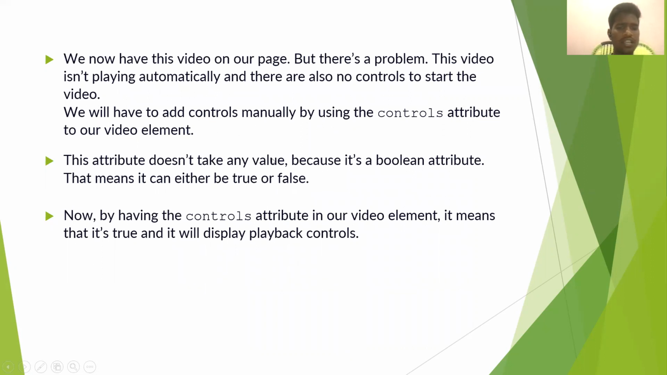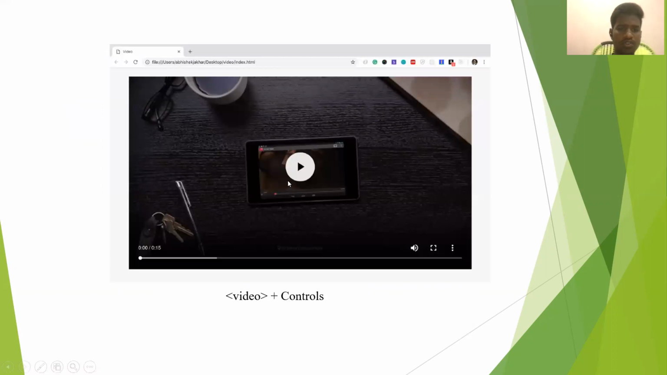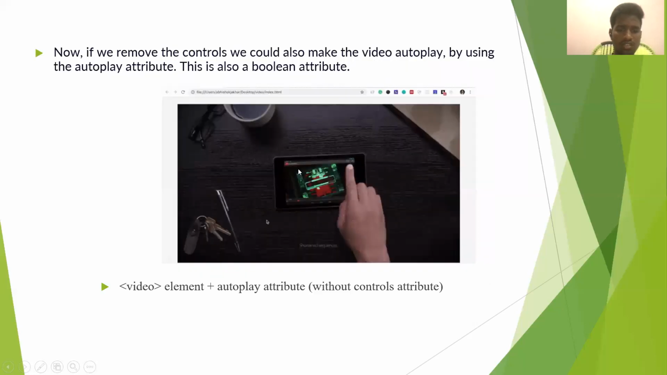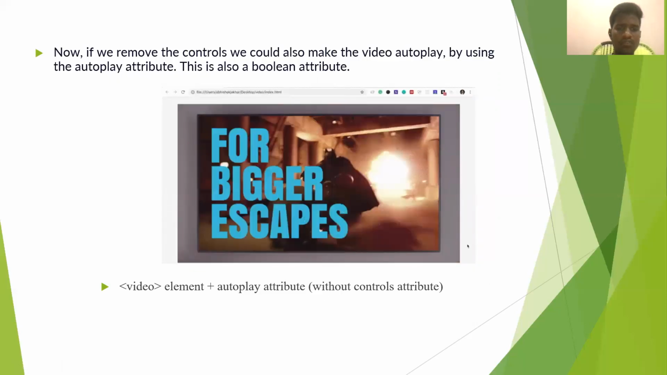This attribute doesn't take any value because it's a Boolean attribute. That means it can either be true or false. Now, having the controls attribute in our video element means that it is true and it will display the playback controls. Here you can see the video plus controls. Whenever we click on this, it will play the video.